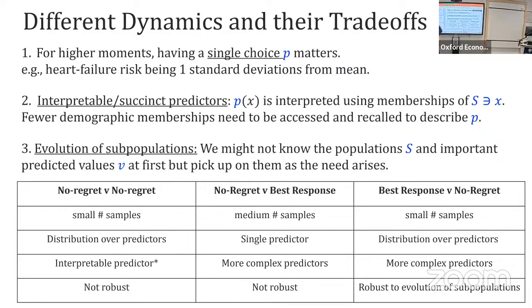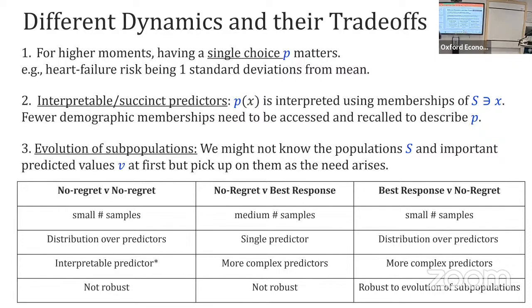But I think this is something that is easy to decide. Do you have enough samples? Do you have enough resources or not? And then that can tell you why. The reason this dynamic is faster is because no regret versus no regret converges faster. But the three other considerations are a little bit more subtle. The first one is single predictor versus distribution over predictors.